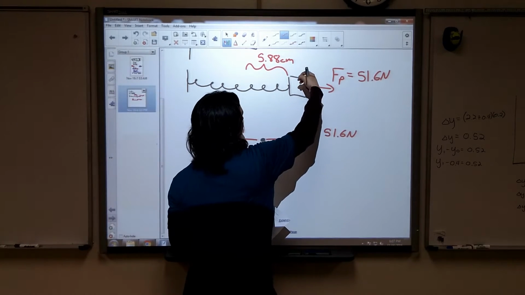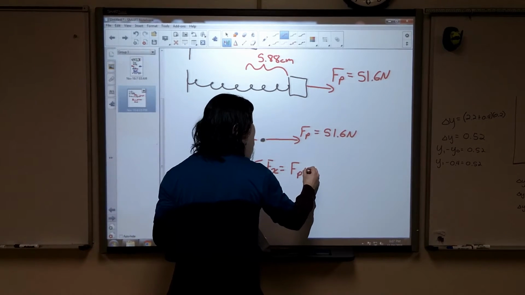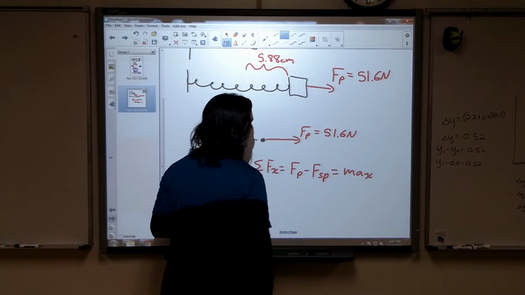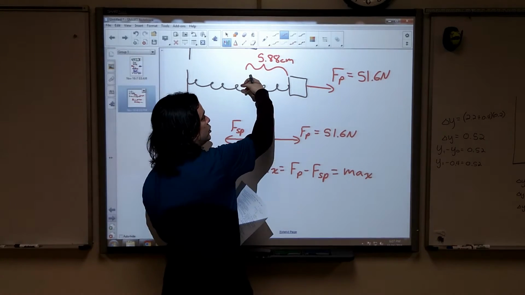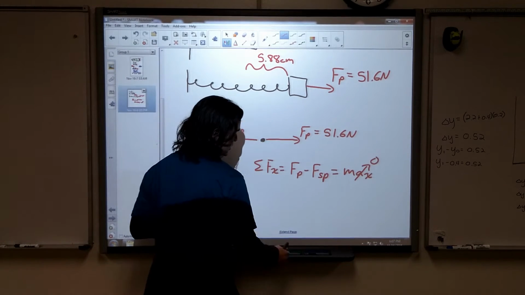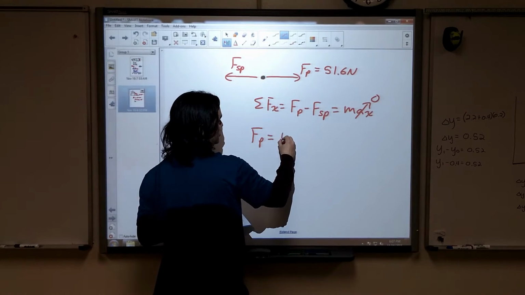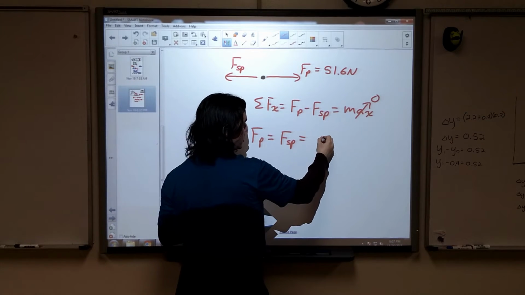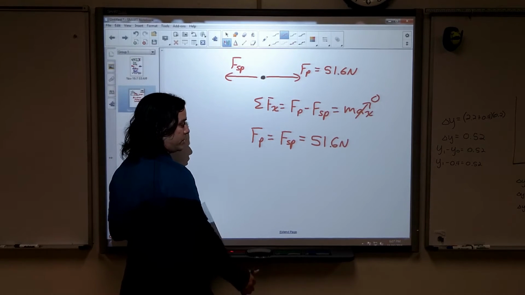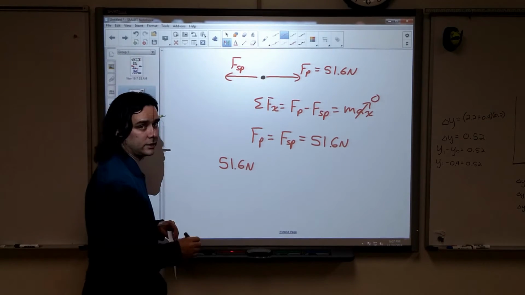Well, if I'm pulling this thing out here and then holding it there, then when I do my sum of forces in the x direction, it'll be equal to the pull force minus the force of the spring equals my mass times my acceleration in the x. Now, I didn't give you the mass of this object, but I told you that I'm pulling it out there and just holding it. So that means that our acceleration is actually 0, so the mass doesn't matter. I can add the force of the spring over here, and we find that the pull force must be equal to the spring force, which is also equal to 51.6 newtons, because that's what our pull force is. Now we know the spring force. So my spring force is 51.6 newtons, at least that's the magnitude.